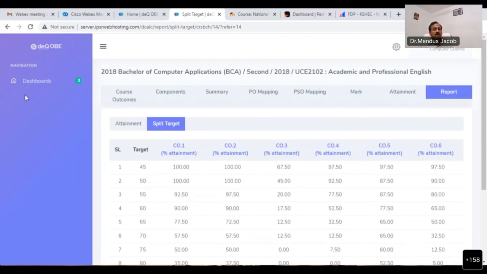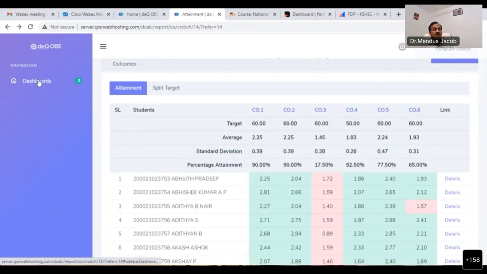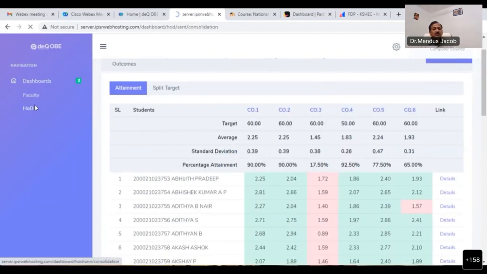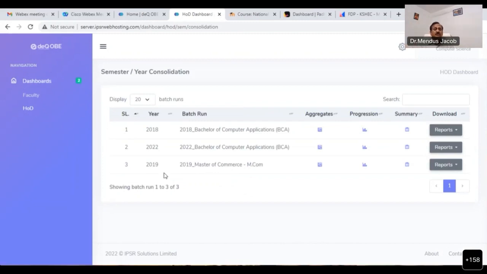And again, coming to the HOD dashboard, the HOD will get a lot of reports, they will get a progression report like this.